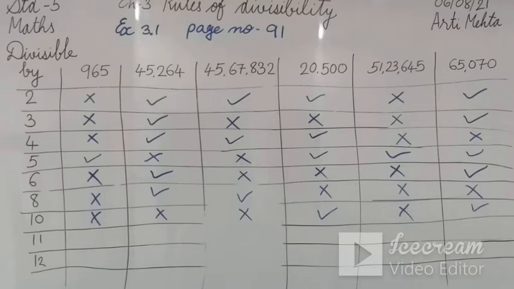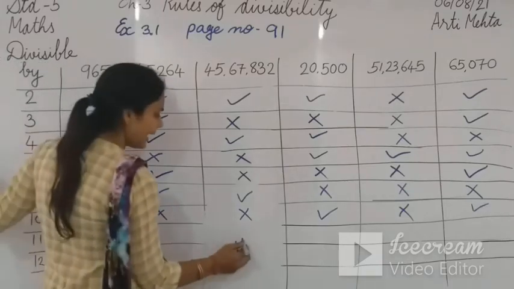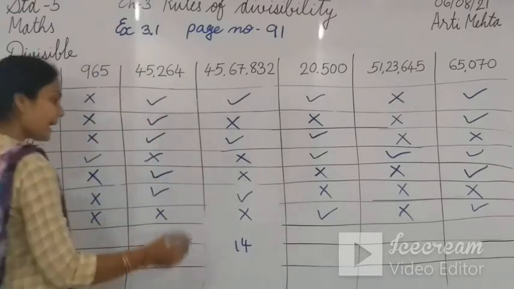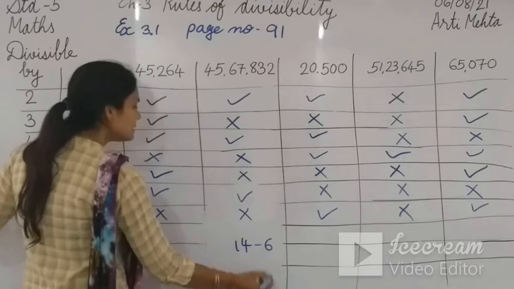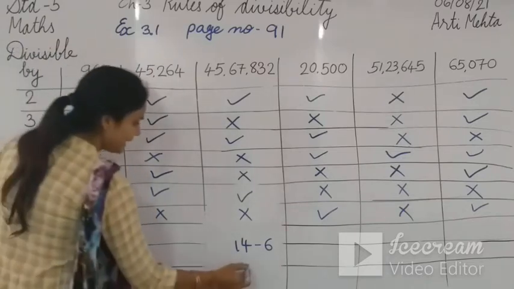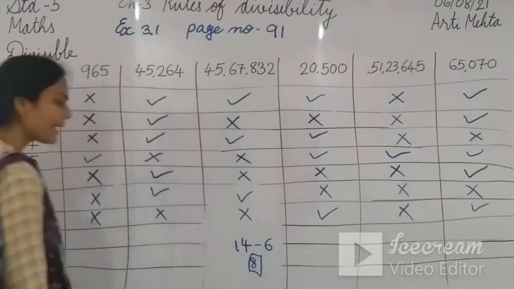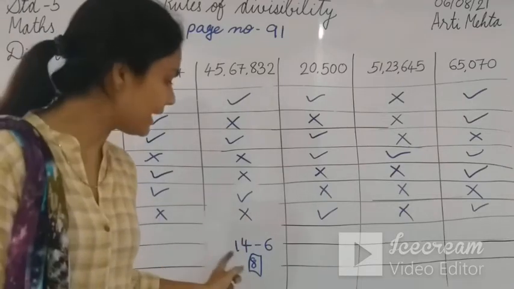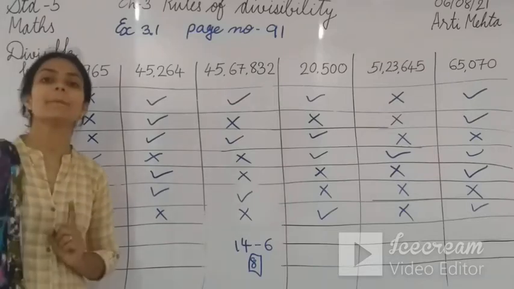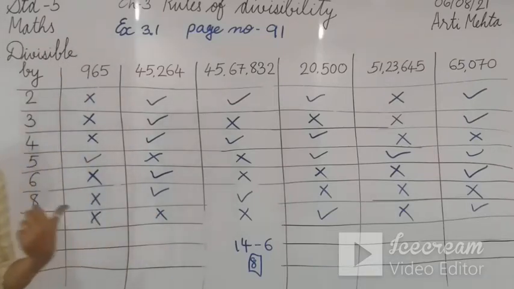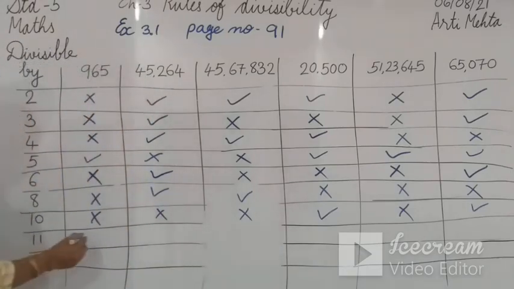Okay, now 11. Rule of divisibility by 11. Sum of the digits in the odd places we will first count. See here, odd places पे क्या है? 9 plus 5, 14. Okay, and even places पे क्या है? 6. 14 minus 6, okay, 8. 8 आया. Okay, if the difference is 0 or divisible by 11 तो 11 की divisibility है. But we have the difference is 8. So this number is not divisible by 11.